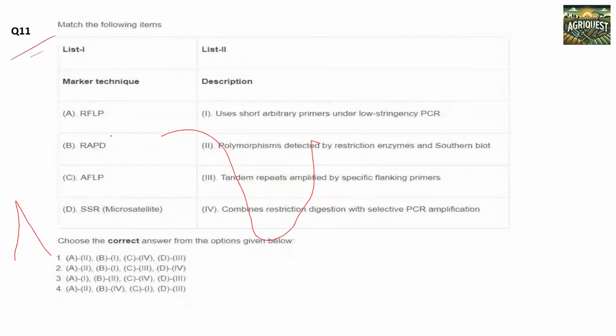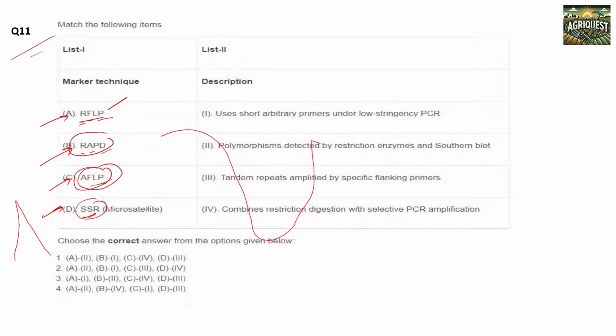11th number question. There is restriction fragment length polymorphism, RAPD, and amplified fragment length polymorphism. RAPD means randomly amplified polymorphic DNA. This is the restriction fragment length polymorphism. You should remember the full form of these markers: simple sequence repeat, restriction fragment length polymorphism, random amplified polymorphic DNA, amplified fragment length polymorphism.